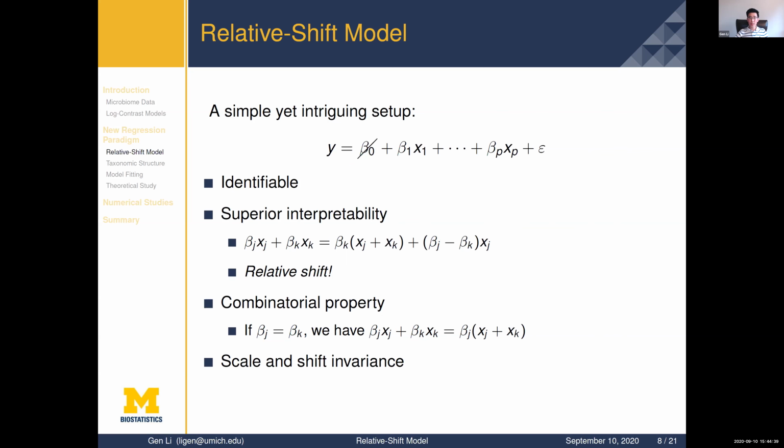And also this model has scale and shift invariance property, meaning if we add or multiply a constant to this response variable, we can simply do the same for all the regression coefficients and the model stays the same. So in other words, the absolute value of this regression coefficient does not have a particular meaning, but the relative relation between different regression coefficients actually matters. So this is the basic relative shift model.